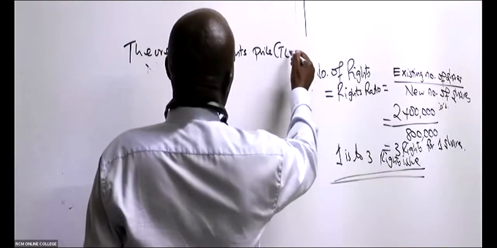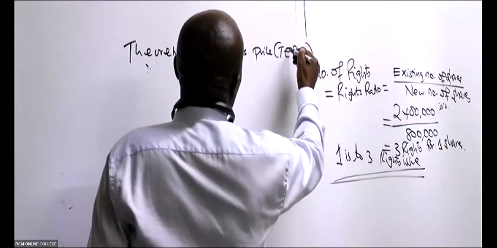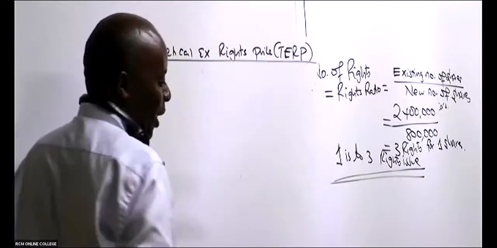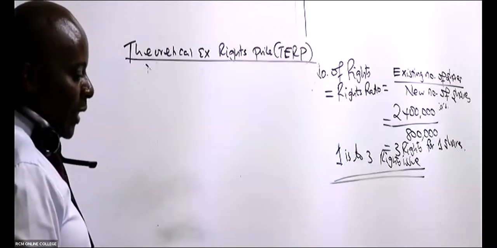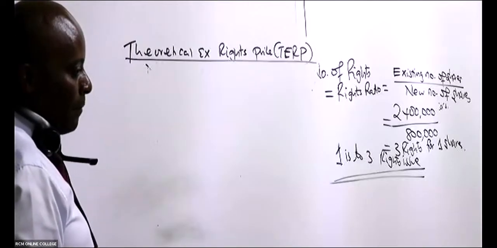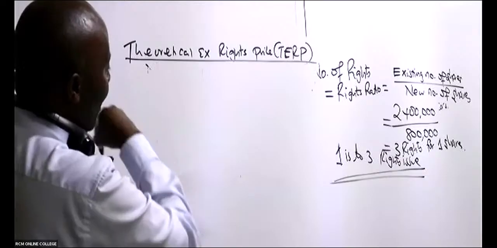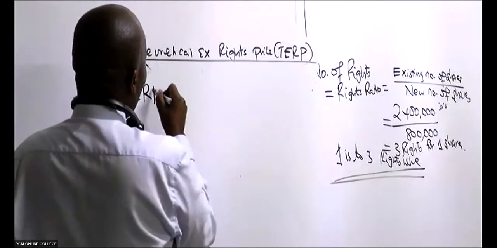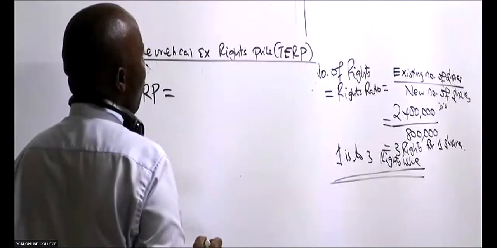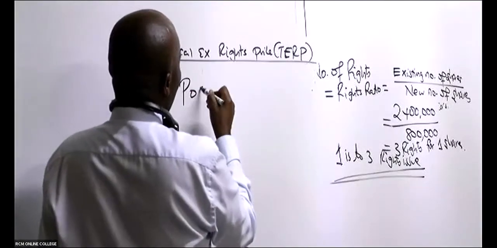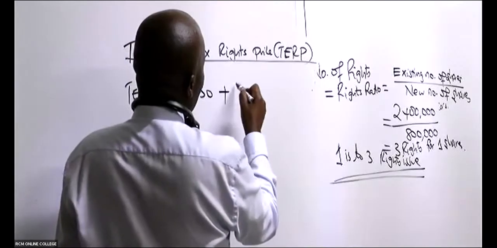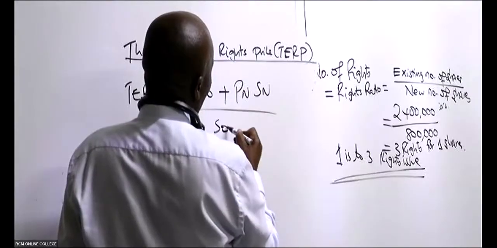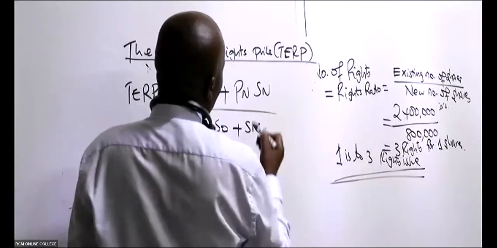Now remember, we normally abbreviate it as TERP, theoretical ex-rights price. This is normally very easy. To get TERP, what do we normally do? We normally take PO times SO, plus PN times SN, all over SO plus SN.